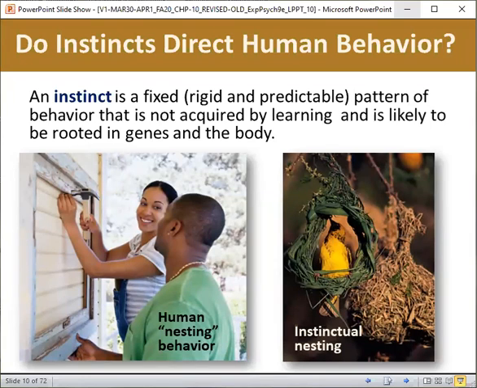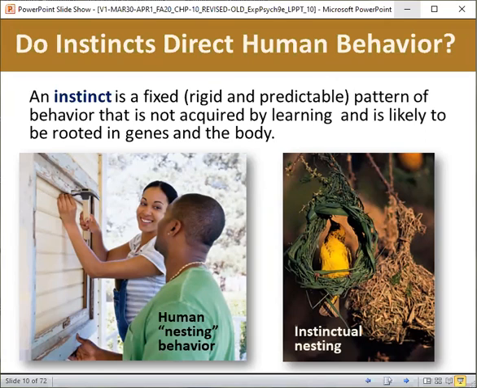Normally, when we think about something that is fixed and rigid that we don't have to learn, we're probably going to be thinking more about reflexes, which we talked about previously. These are things that aid in our survival, and that's why we still have these reflexes, because the ones who didn't have those particular reflexes were the ones who were more likely to die out. Again, we see that evolutionary type of thing there.